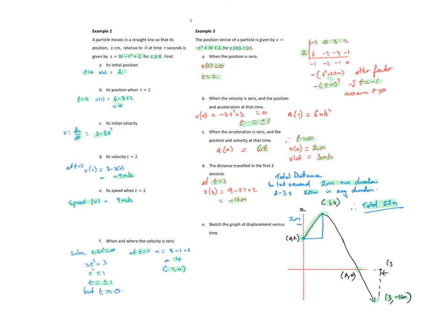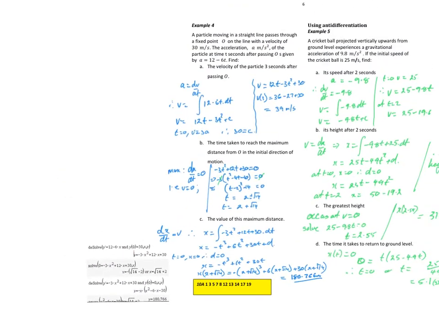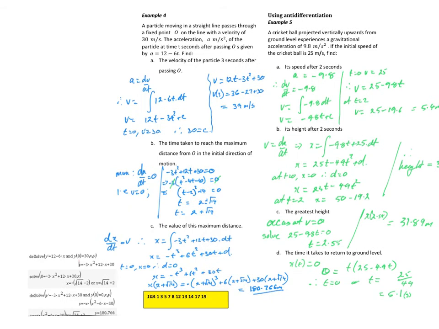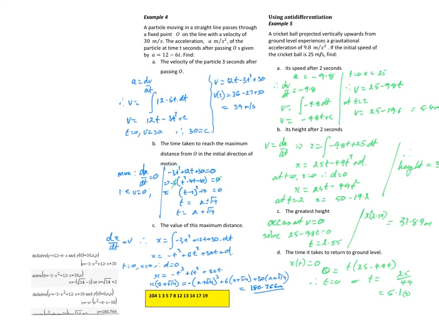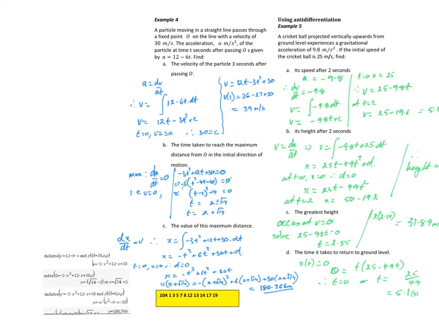All right. A couple more examples. So again, we've got a particle moving in a straight line, passing through a fixed point with velocity. The acceleration a of the particle at time t is given by, so there's my acceleration there.